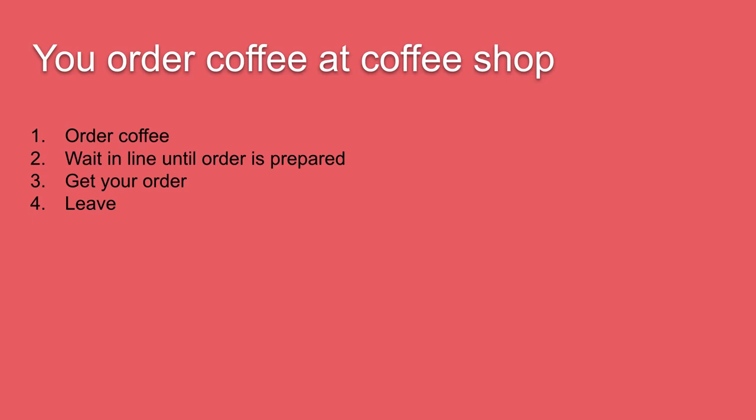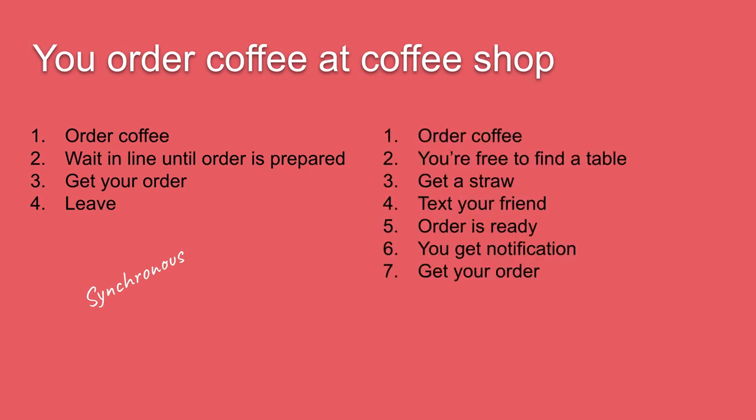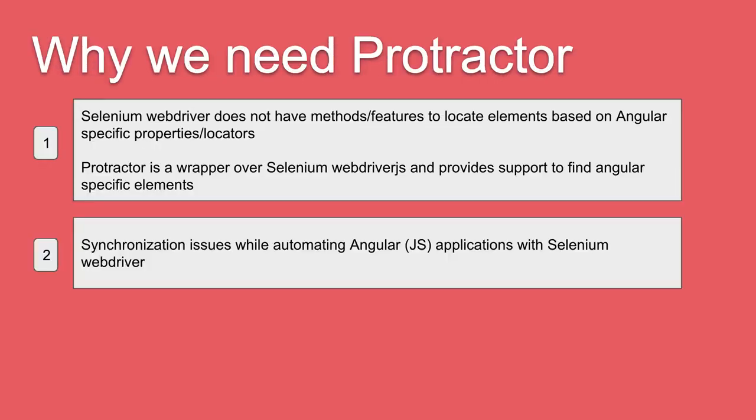The very first scenario, where you order a coffee and wait until your order is prepared, is the synchronous way, while the other scenario, where you are free to do other things while the coffee is being prepared and then you get a notification and get your order, is the asynchronous way of handling the same scenario. Angular applications, like JavaScript, are asynchronous, and when you try to automate these kinds of applications with general Selenium WebDriver, there are these synchronization issues, it can take more time and you can get frequent failures, and therefore we need tools like Protractor to handle these issues. So this is the second reason why we need Protractor.